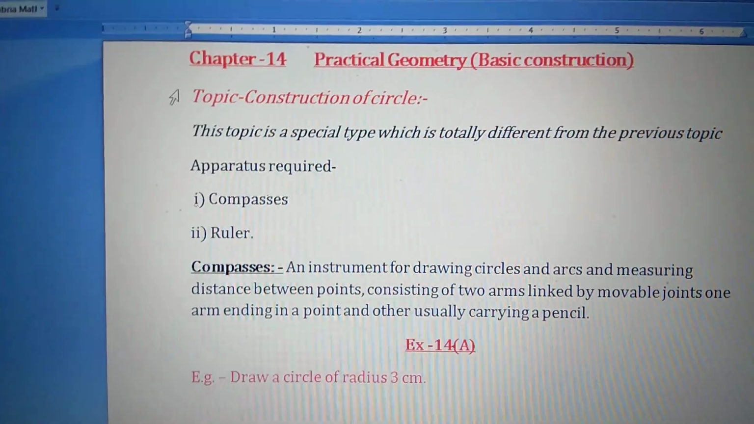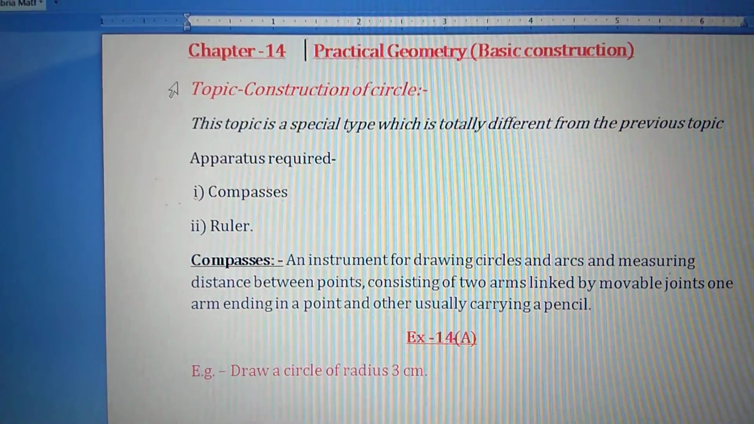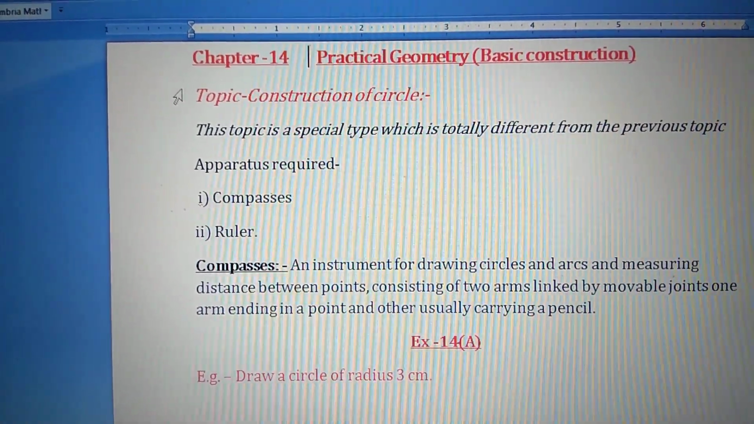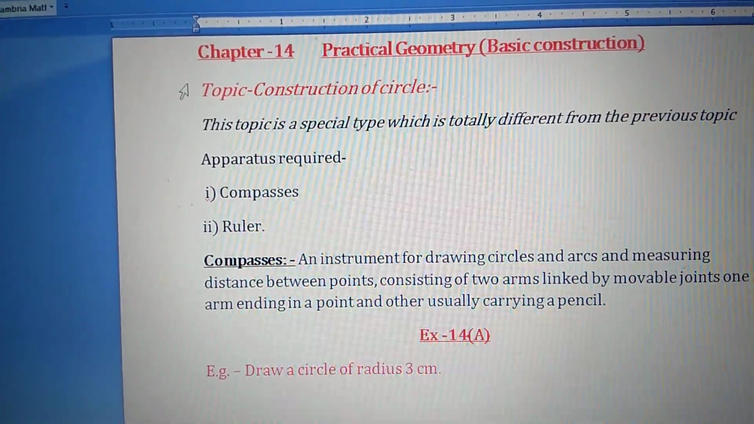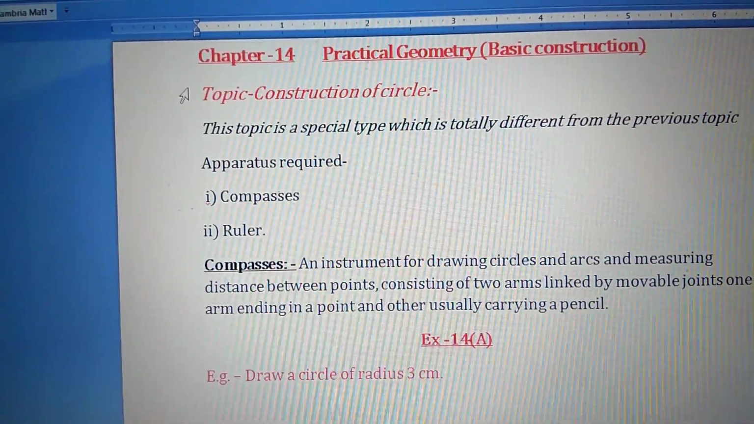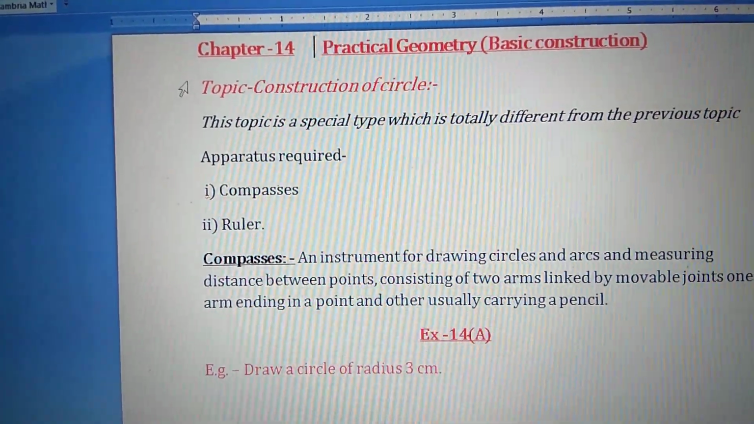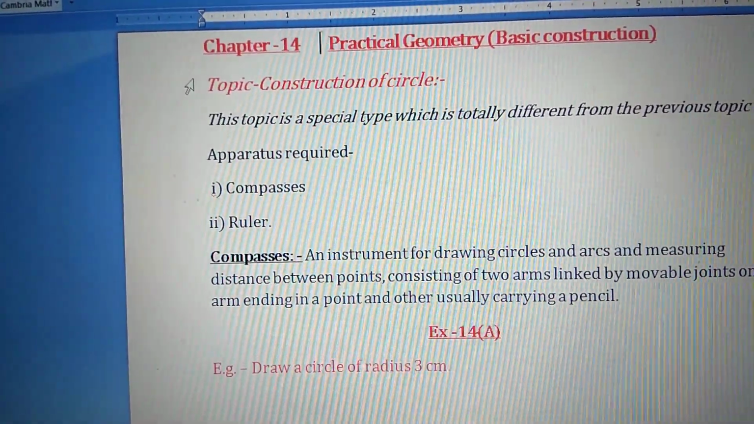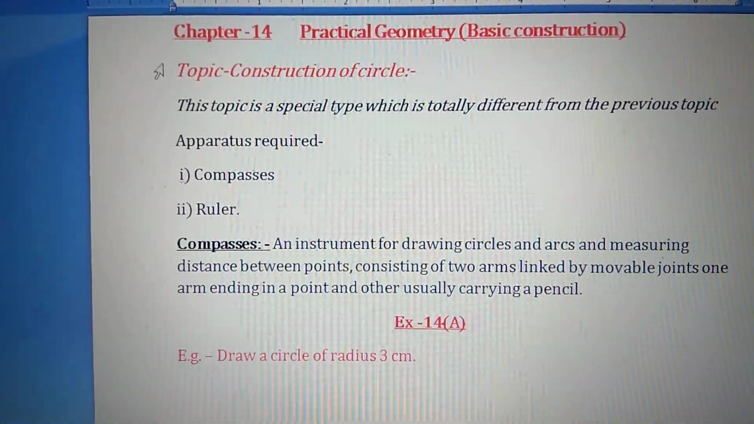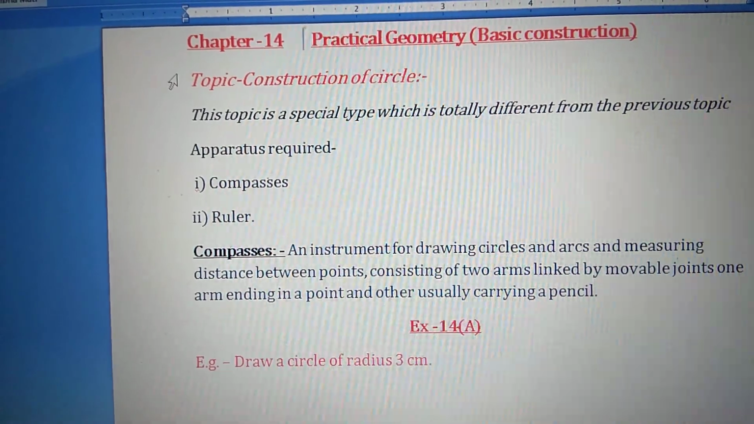This topic is totally different from the previous topics. Here there is no calculation. You just need to write how you have drawn or how you have constructed the figure, and you have to construct the figure using various instruments provided in your geometry box. For the first topic, construction of circle, the apparatus required are compass and ruler.